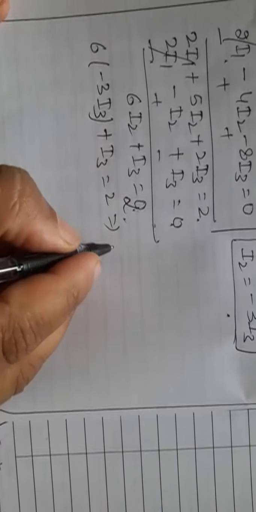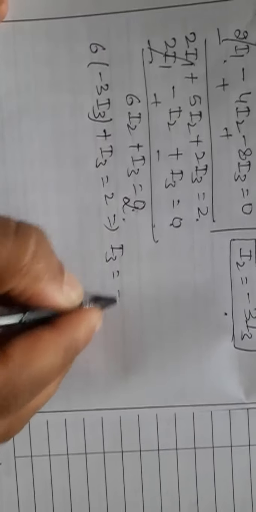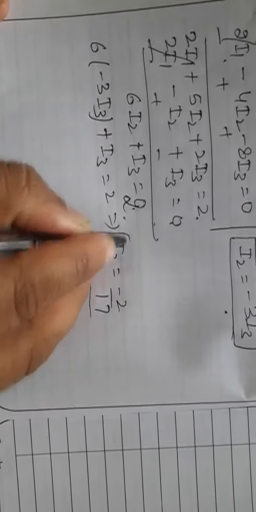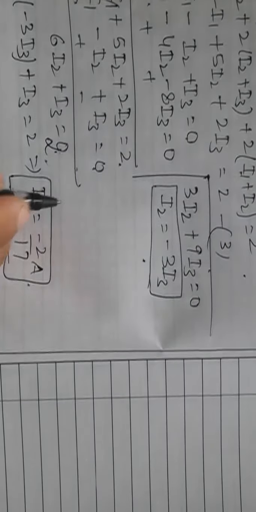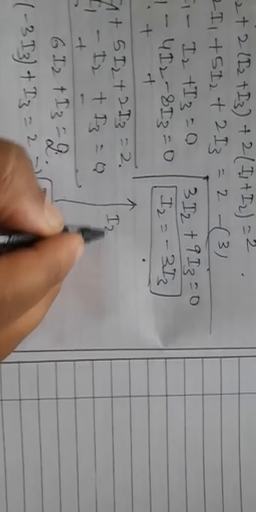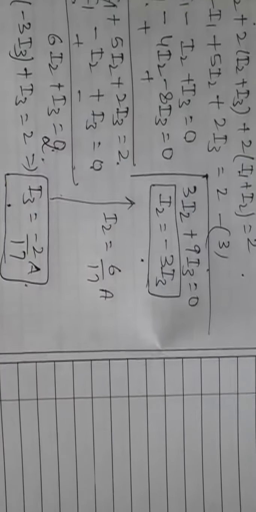Minus 18 plus 7, so from this I3 is equal to minus 2 by 17 ampere. And this was my result. If I substitute this value in this equation, I get I2 is equal to plus 6 by 17. And what was I?